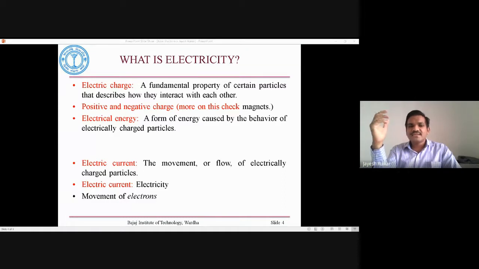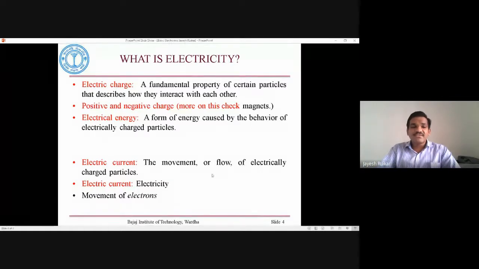Now coming back to electric current again. Sometimes we call electric current electricity. It is nothing but the movement in the same direction of electrically charged particles. Whenever electrons move in the direction of that particular current, that is electric current. So where do you find these electrons?